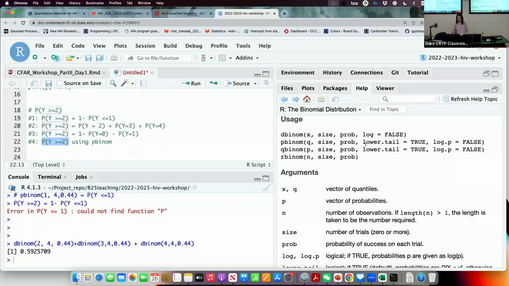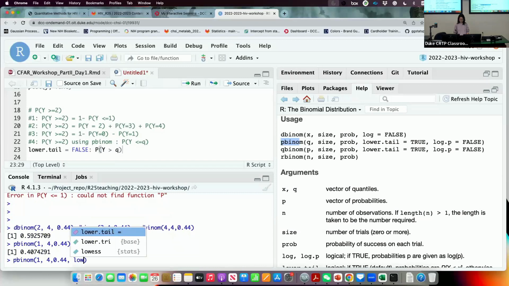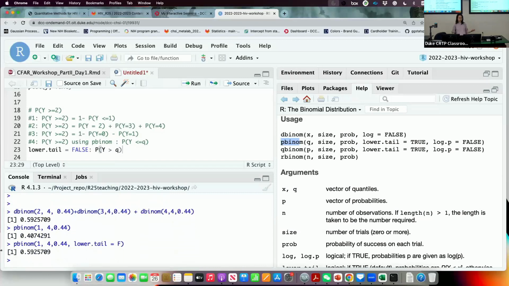So this is actually controlled by the tail, right? The tail tells me the direction. If I specify lower.tail equals TRUE, that means this pbinom always gives me the probability of Y less than or equal to q, right? If I specify lower.tail equals FALSE, this actually lets me calculate greater than q. So you can also do it like this, pbinom(1, 4, 0.44, lower.tail = FALSE). So we still get the correct answer, right?